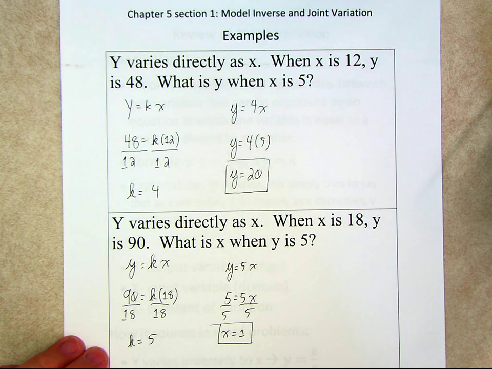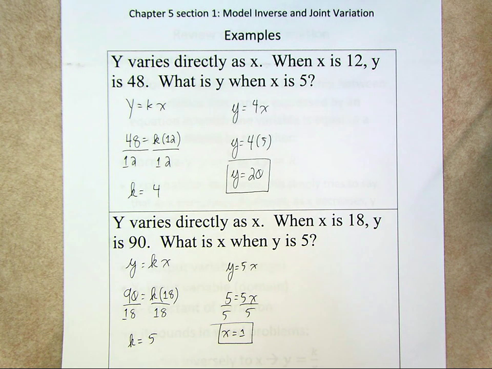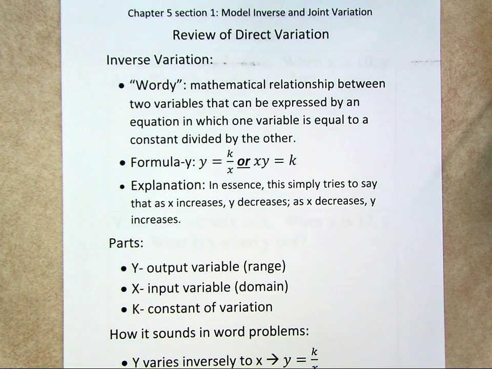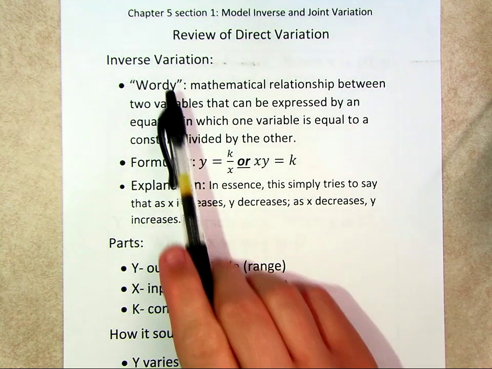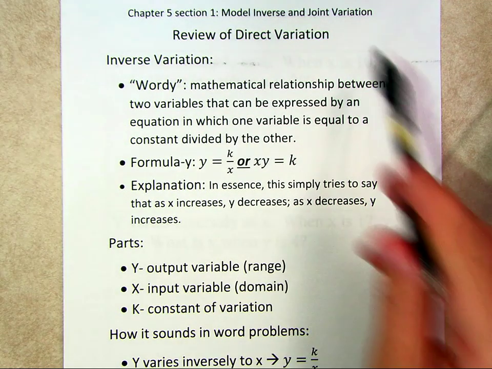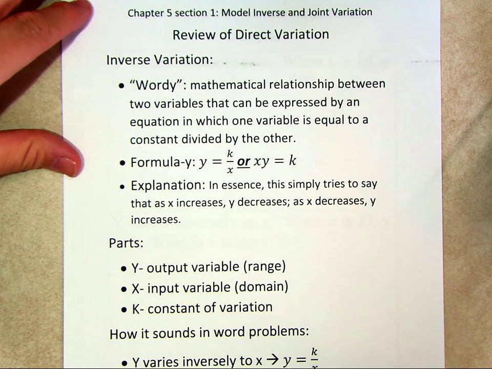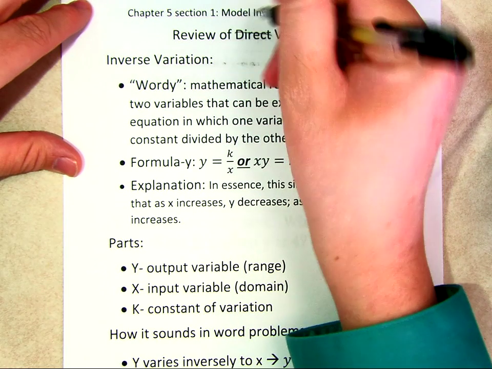So, you're probably saying, but you said this was model inverse variation. Well, here it is. But oh no, look at this. It still says direct at the top. Because this looks so much alike, we didn't change it. So we'll change it right now. This is going to be inverse variation.